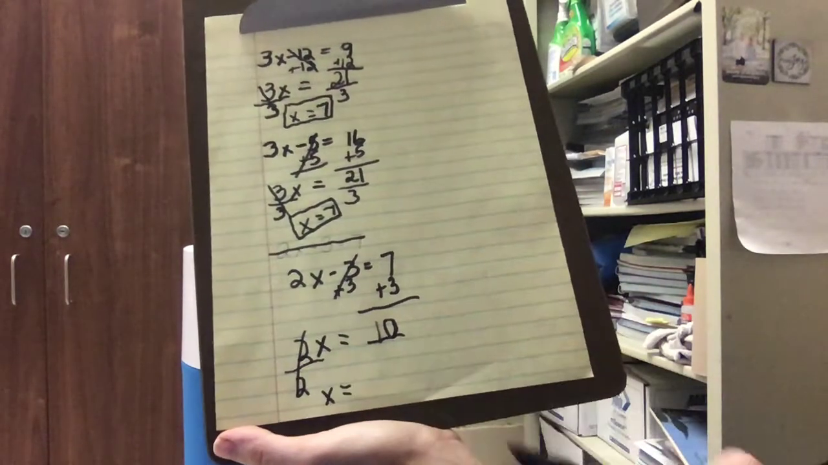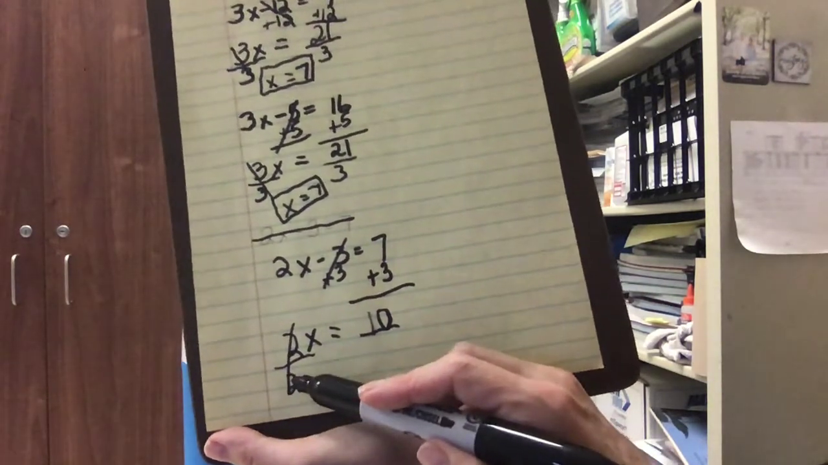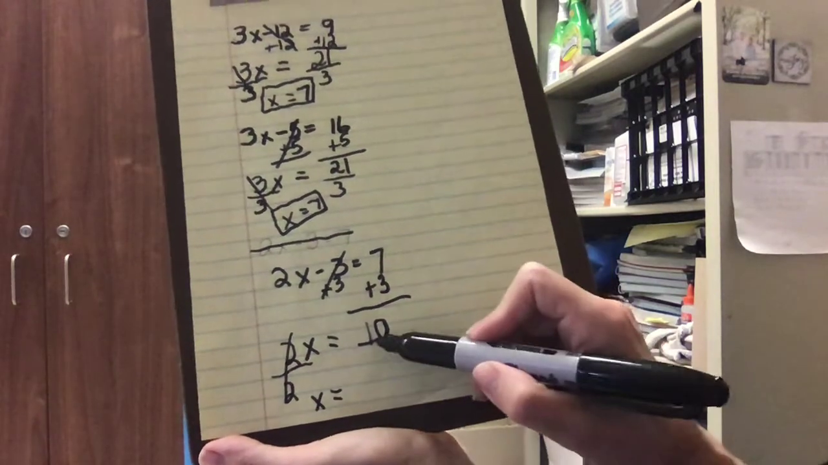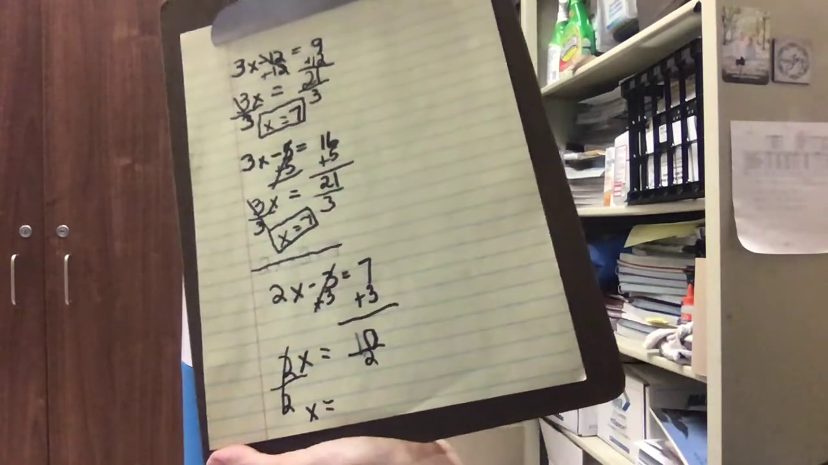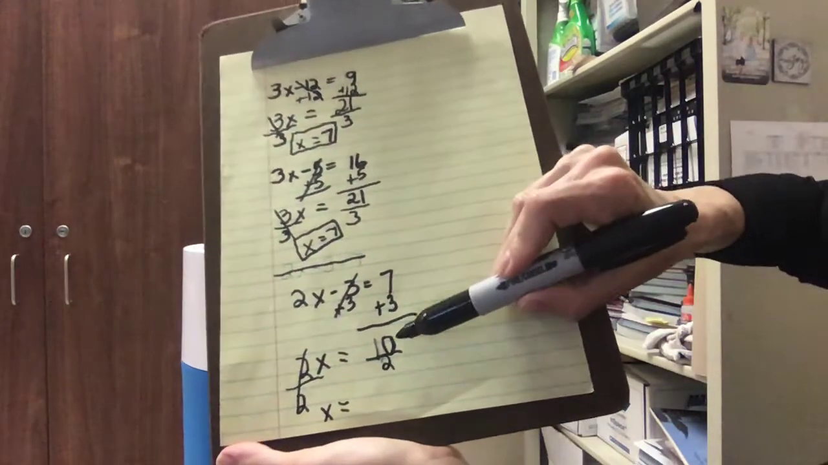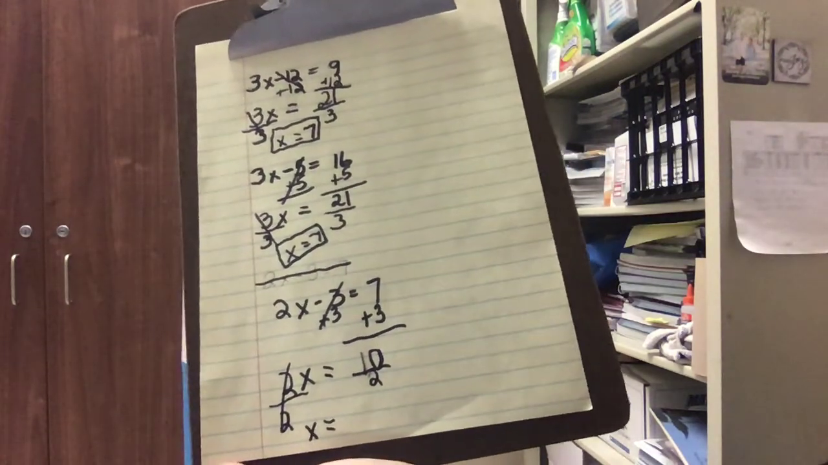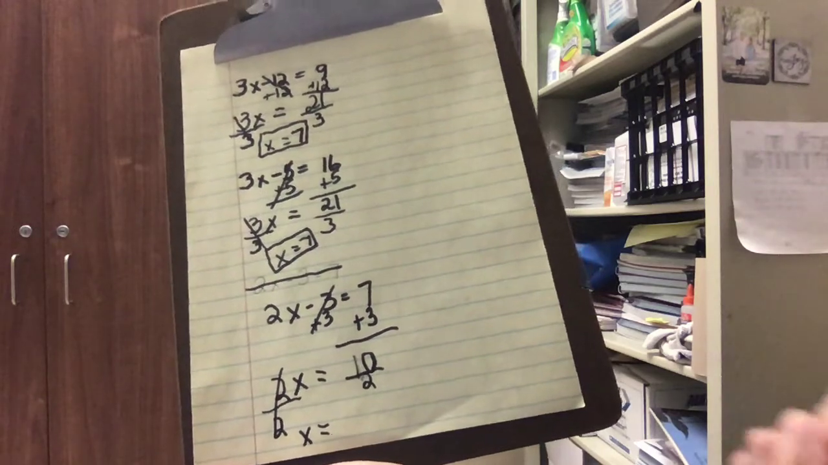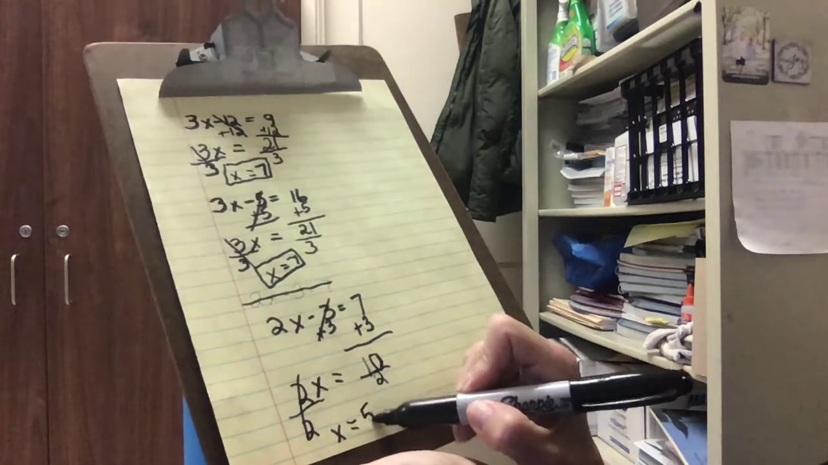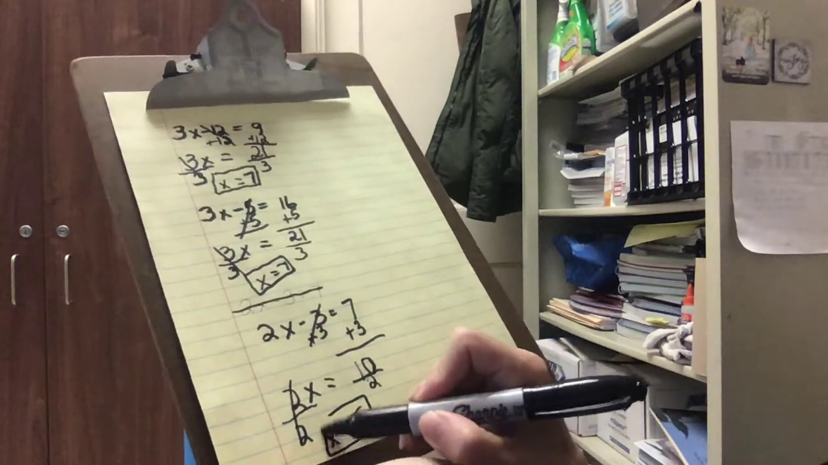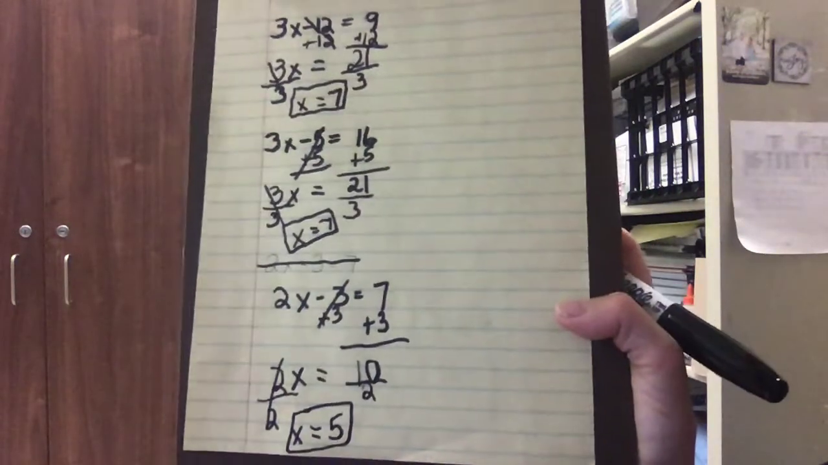You did divide by 2 on that side, so you're going to divide by 2 on that side. And you have now a problem, 10 divided by 2, and 10 divided by 2 is 5. And x will equal 5.